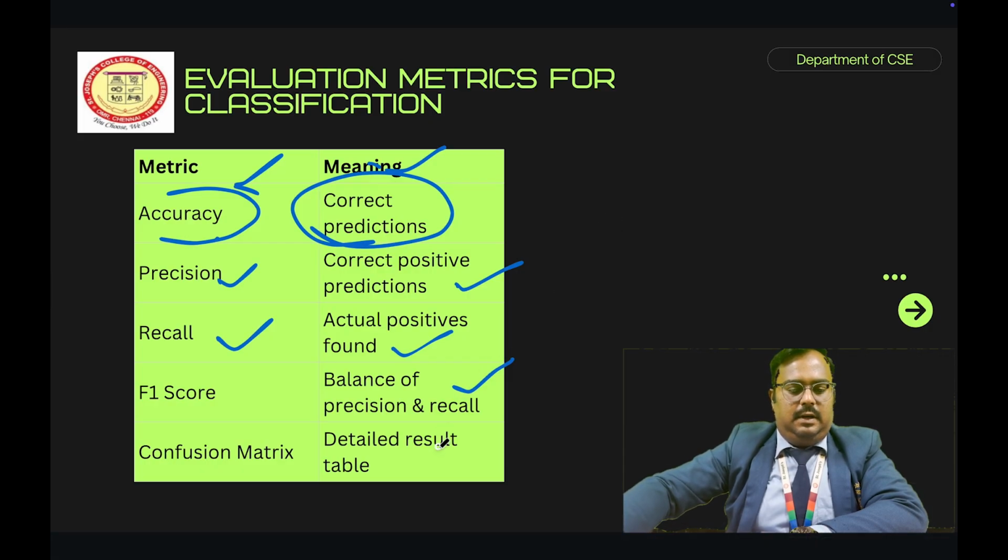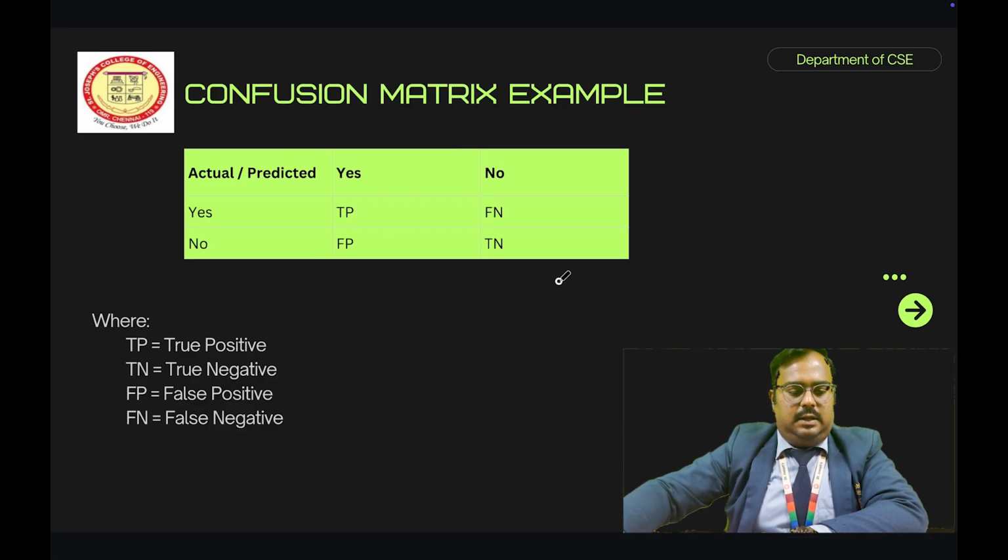Here we will discuss a basic example. Here I mentioned the actual and the predicted value. Based on this actual and predicted value, we have to use yes or no. That is the true positive, true negative, false positive, false negative.